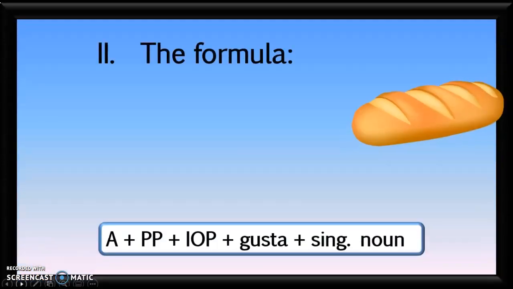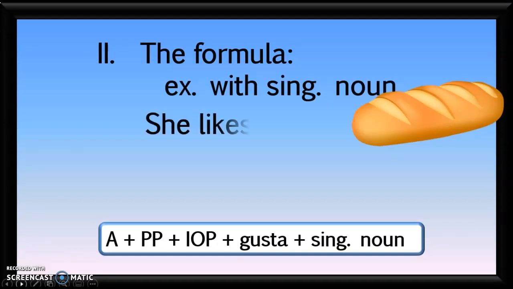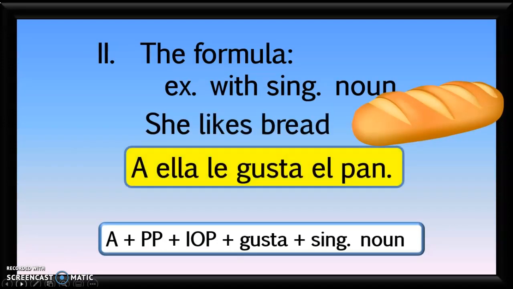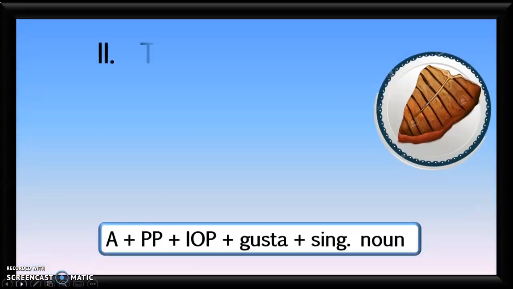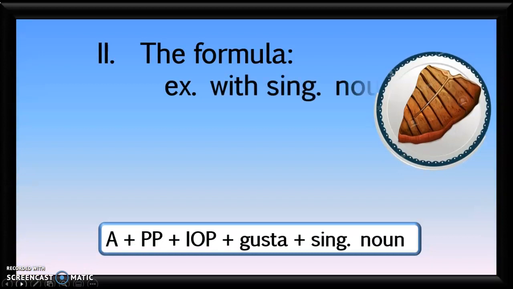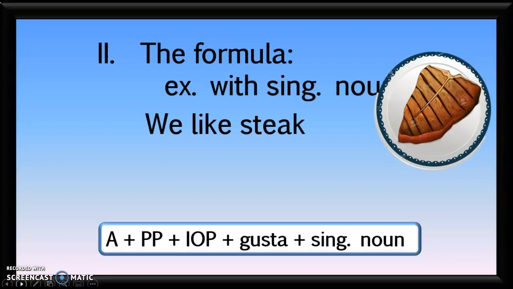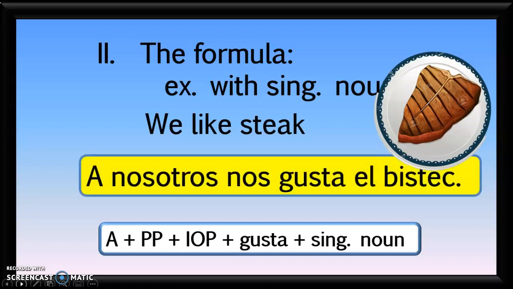Here's another example. Suppose you want to say that she likes bread. A ella le gusta el pan. Here's another example. Suppose you want to say that we like steak. A nosotros nos gusta el bistec. Nosotros is the prepositional pronoun in this case. Nos is the indirect object pronoun. Gusta is still in the singular form and is followed by a singular noun with the article el bistec.